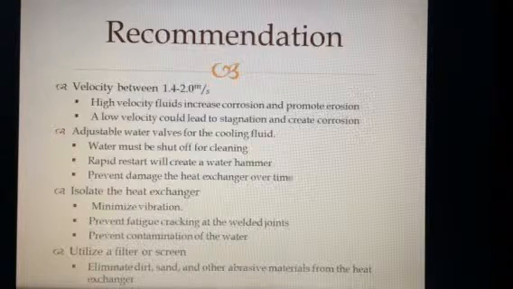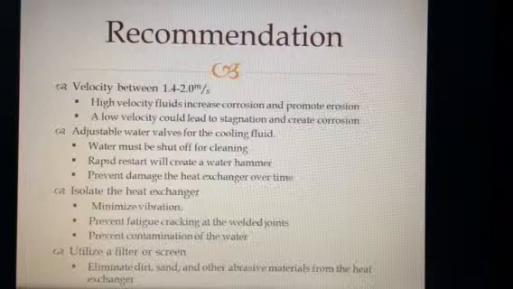And we also do recommend that we utilize some kind of filter or screen in order to eliminate dirt, sand, or any other abrasive material from entering the heat exchanger. And this is going to help with the longevity and help reduce maintenance as well.